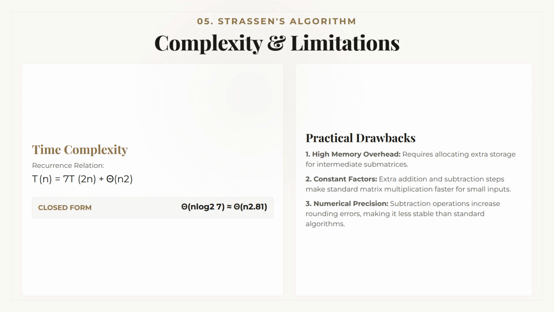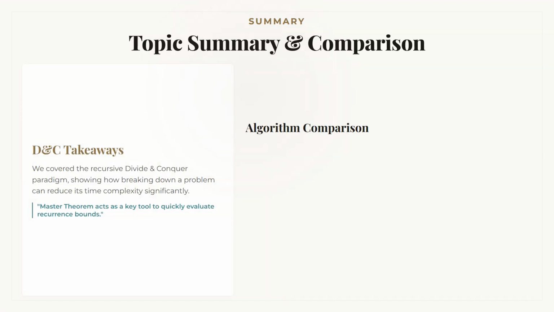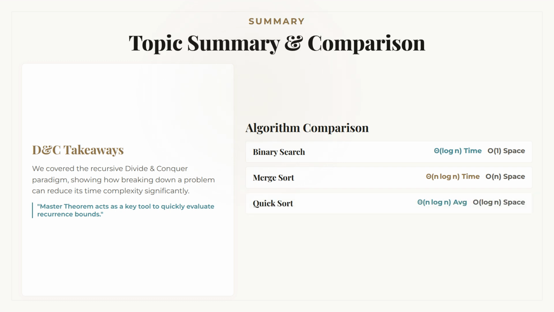To summarize this lecture, we studied the divide and conquer paradigm, which solves problems by dividing them into smaller subproblems, solving them recursively, and combining their solutions. We then explored binary search, an efficient logarithmic time-searching algorithm. Next, we studied merge sort, a stable sorting algorithm with guaranteed n log n performance. After that, we discussed quicksort, one of the fastest practical sorting algorithms based on partitioning around a pivot.